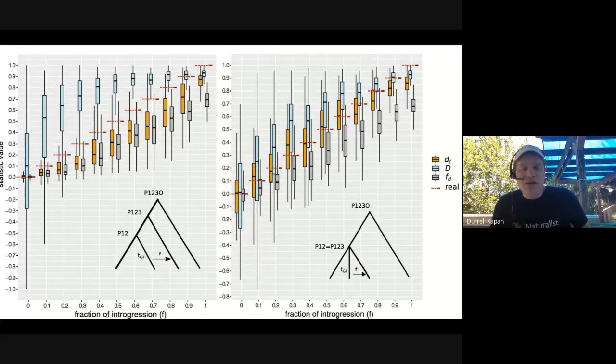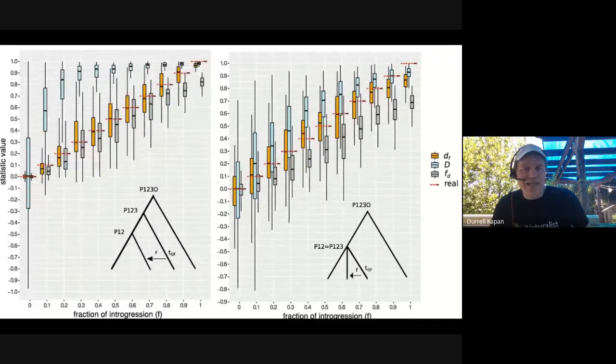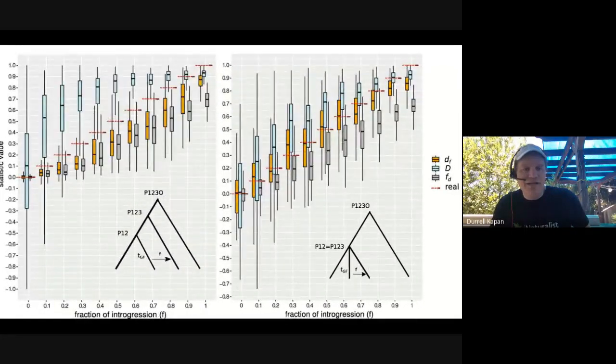Doesn't always work as well the other direction. This is one of the not so great things about all of these statistics. But one thing you should notice is that Patterson's D is highly biased. In both cases, it shows quite a strong increase for a small increase in fraction of introgression.